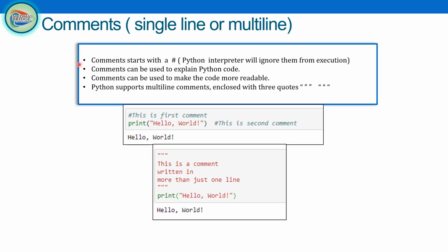Comments. Comments start with hash. Python interpreter will ignore them from execution. Comments can be used to explain Python code. Comments can be used to make the code more readable. Python supports multi-line comments enclosed with 3 quotes. This is the example.